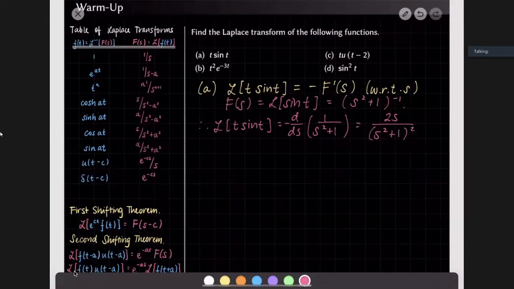And that's it. Of course, if you wanted to find this from scratch, you could do the integral from 0 to infinity of e to the minus st t sine t. But you're going to have to do some crazy integration by parts here to deal with all three of those factors. But now, because of this nice property, I can just differentiate my function in s.